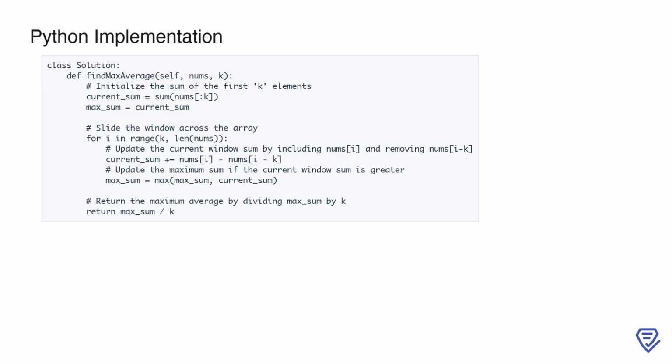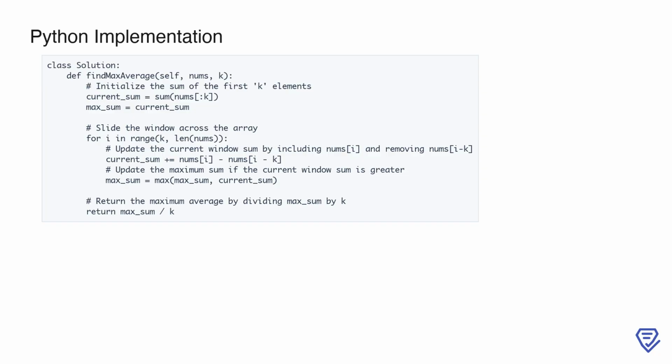In each iteration, the sliding window is updated by adding the new element at the current position, nums[i], and removing the element that falls out of the window, nums[i - k]. This ensures the window always contains exactly k elements without recalculating the sum from scratch. After updating the current_sum for the current window, the function checks whether this new sum is greater than the previously recorded max_sum. If so, it updates max_sum to the new value.